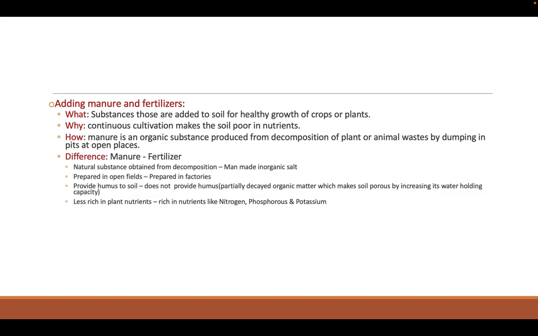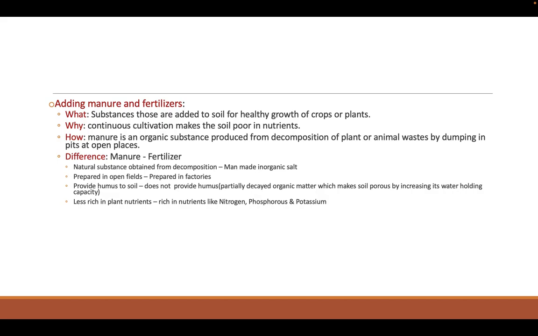Substances, those primarily, what is it? So, what is a manure? Manure means substances added to soil for healthy growth of crops and plants. So, manure is nothing but some organic substance added to soil to improve the nutrient content so that healthy growth of the crop will happen.